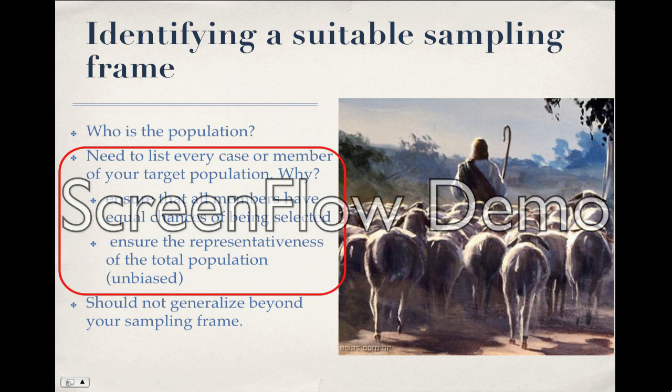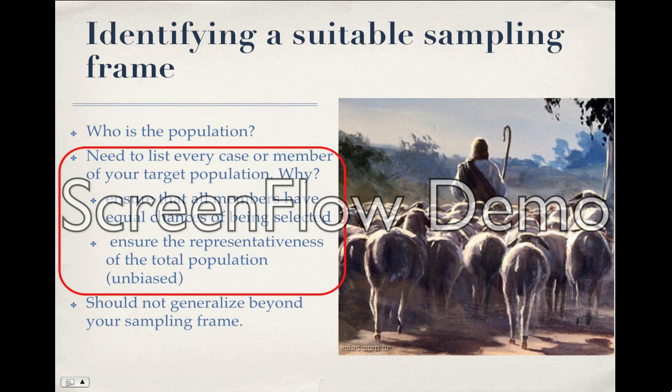So if you're researching a group of 20 to 30 year olds in Amsterdam, for instance, you have to know every person between 20 and 30 years old in Amsterdam, and then you can choose randomly who's going to take part.